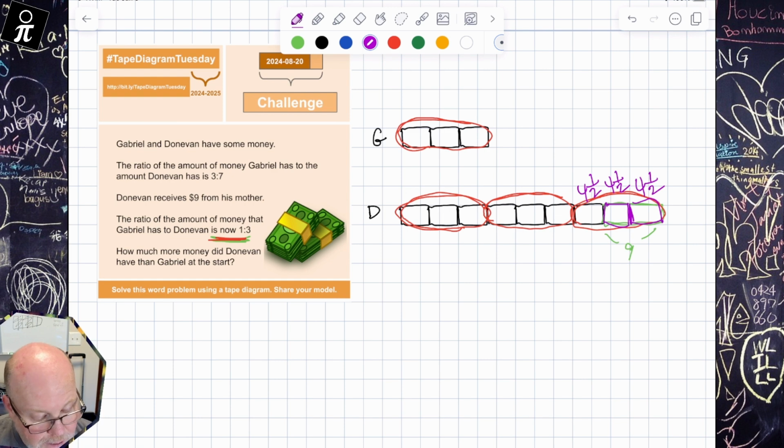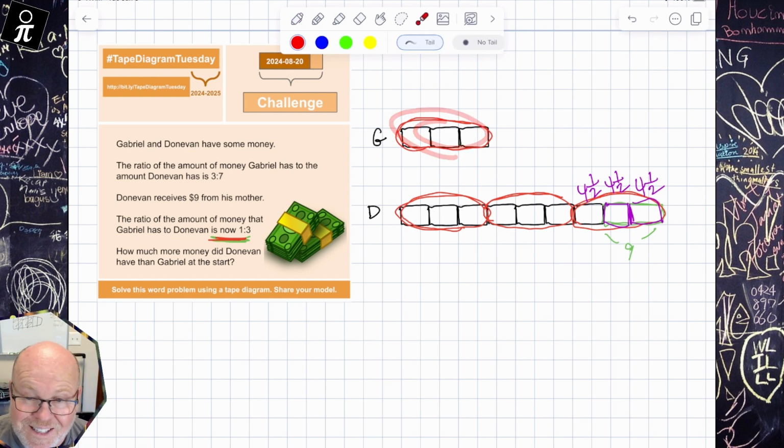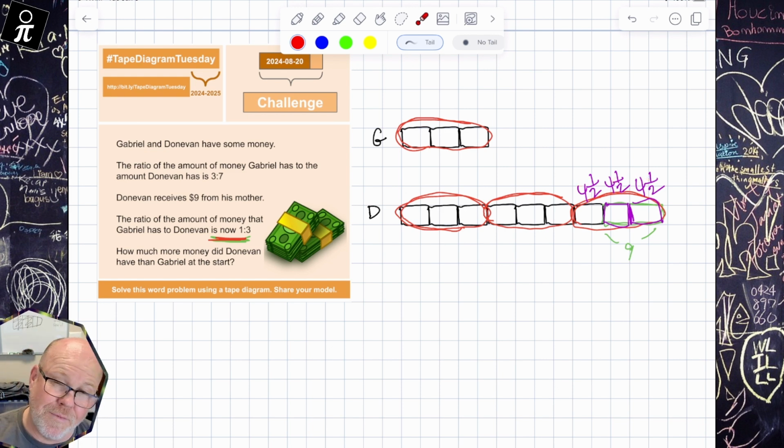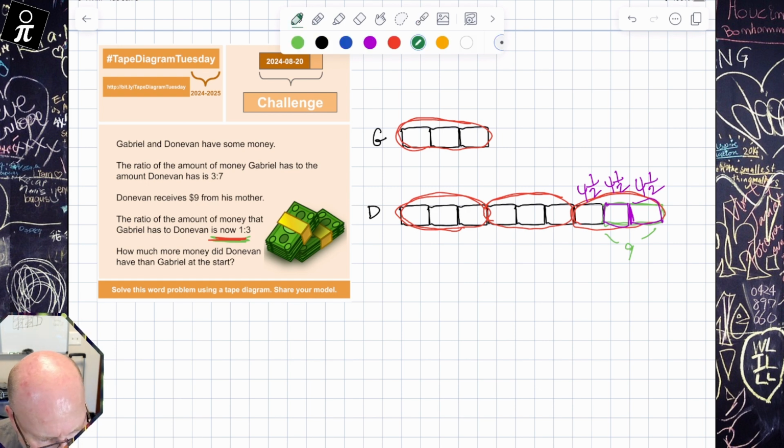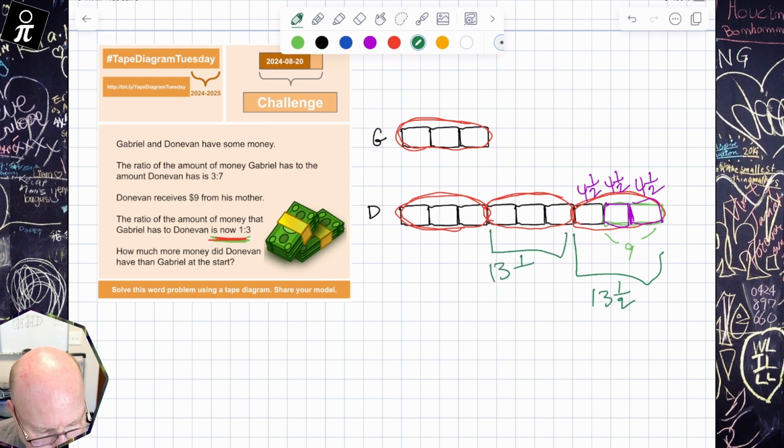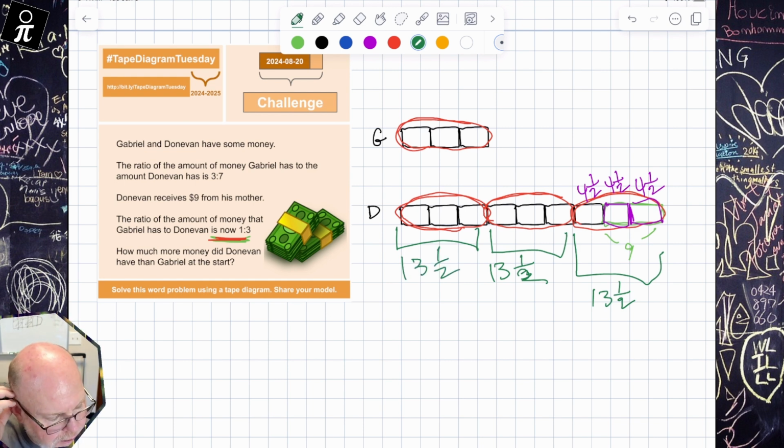So I know that a big 3-part unit is made up of 4.5 plus 4.5 plus 4.5. So that's 9, 13.5. All right, so that means this piece right here is 13.5. This is 13.5, and this is 13.5. And it says, how much more did Donovan have than Gabriel at the start?